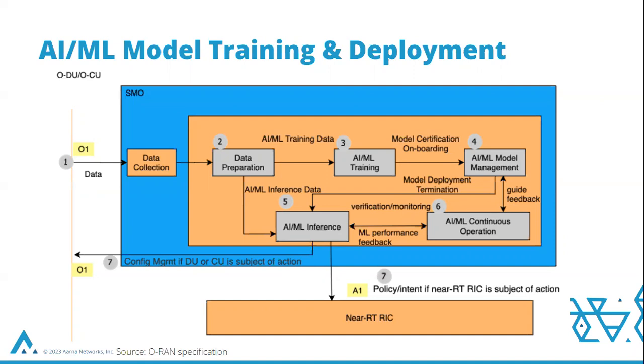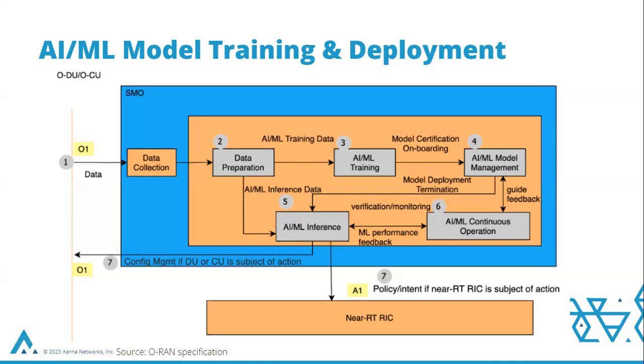These are the data generators, from which we will get the data, all the PM metrics, and that will be collected by the SMO, which is the data collection. Once the data gets collected, it goes to the data preparation part, where the data cleansing will happen. Once the data cleaning happens, that will go to the AI/ML model training. We will train the AI/ML models, and once the model gets trained, it will be deployed onto the AI/ML model management.